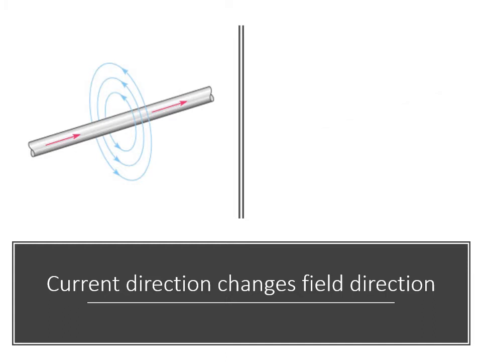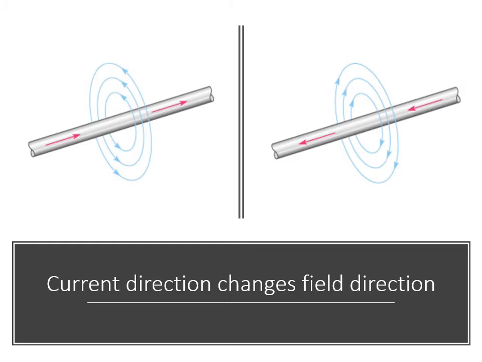If we were to change the direction of the current, now from right to left, and you were to grab the conductor with your left hand, again pointing your thumb in the direction of the current, you would notice that the direction of the magnetic field also changed. So in this second diagram, the magnetic field is in a clockwise direction.